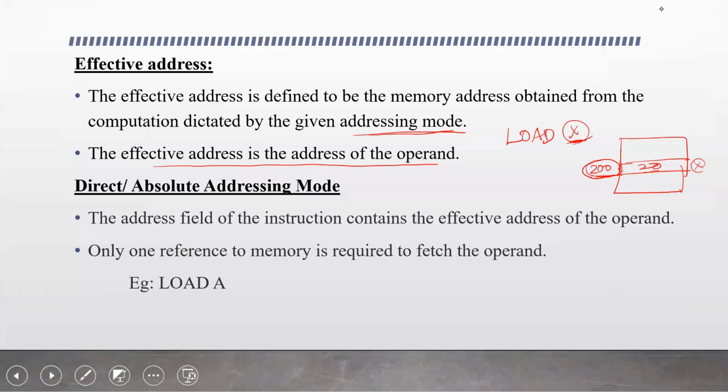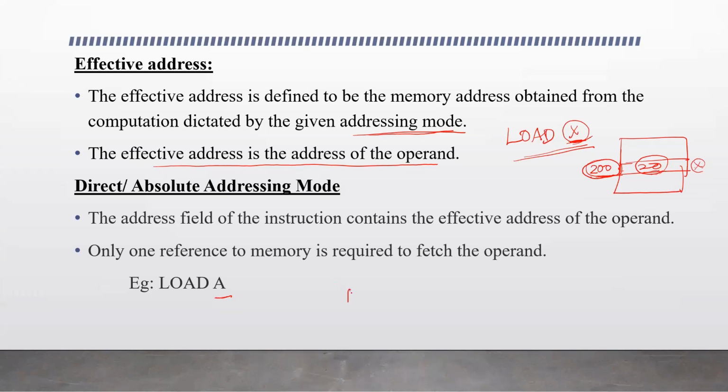The next addressing mode is direct or absolute address mode. Here, the address field of the instruction contains the effective address of the operand. So in the address field, you will find the effective address. Take the same example I gave, load X. At location X, we find the operand. So this type of addressing mode is called direct or absolute addressing mode. Here only one reference to memory is required.